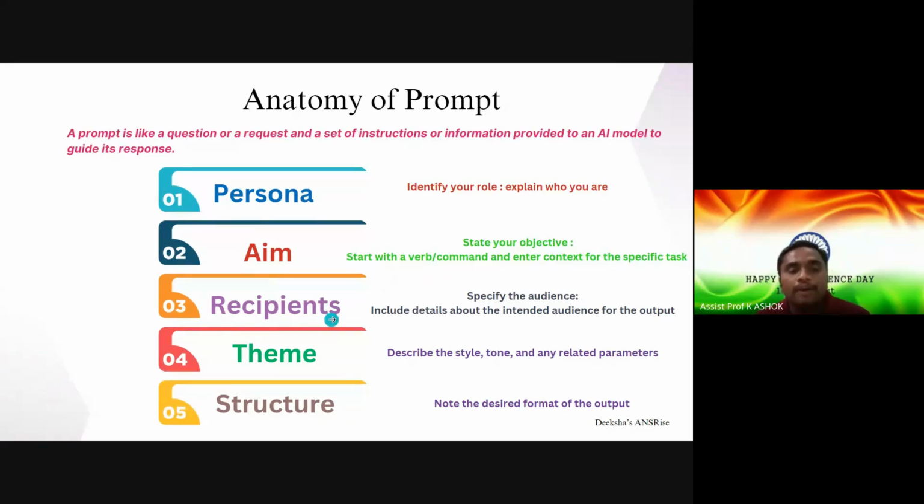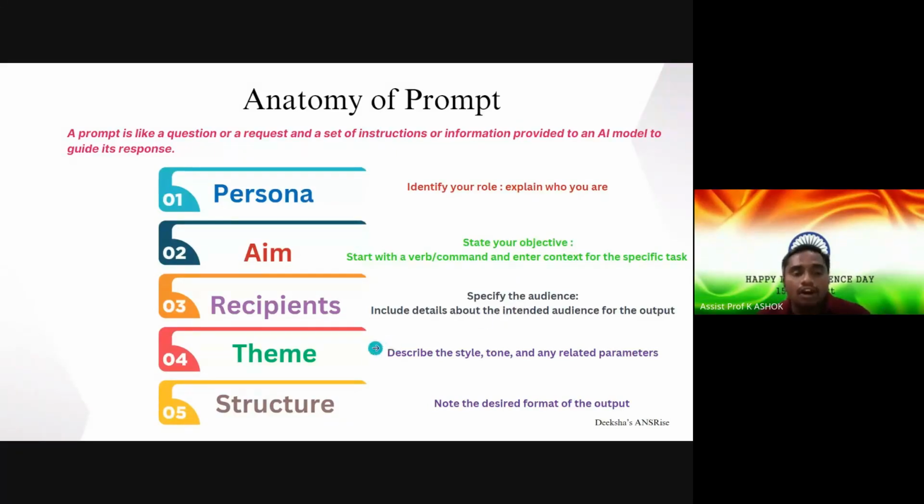The third point is you should be clear about who your target audience is, which audience you are targeting. You have to clearly tell the machine. Are you writing this query for 10th class students, or a 5th class student, or engineering students or MCA students, or are you targeting any specific audience? You have to clearly mention this to the system.